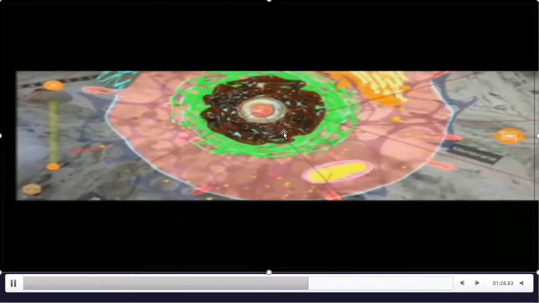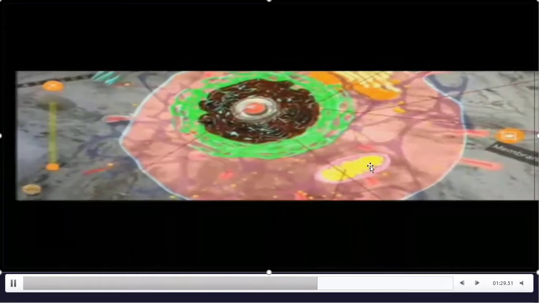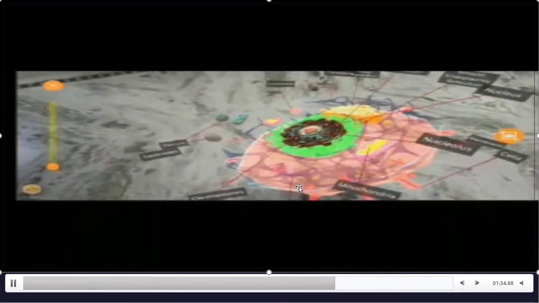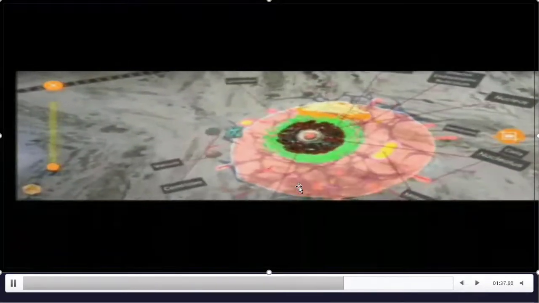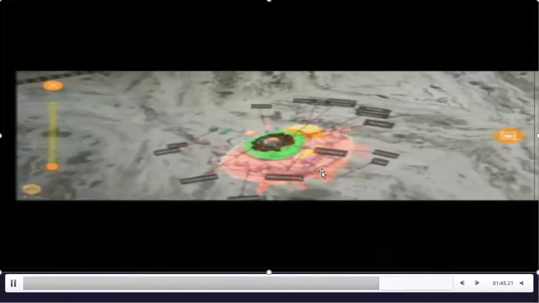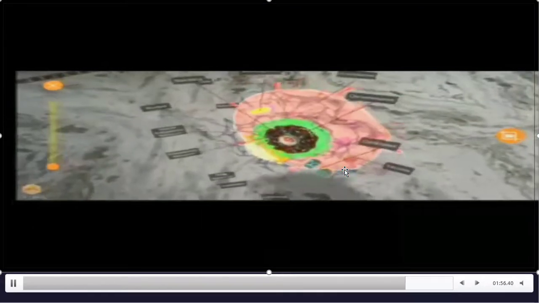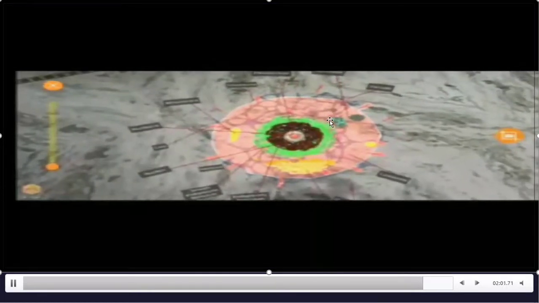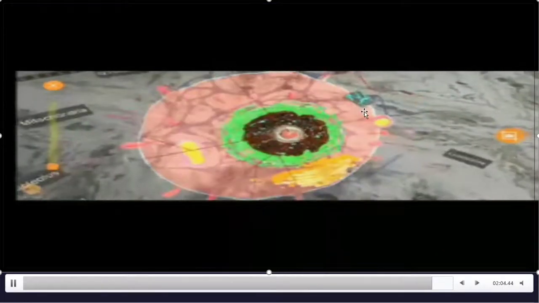Yeah, you can observe it now clearly. Nucleus. This yellow color one is mitochondria. Also the centrioles and lysosomes are present inside it. This is the cell membrane. A jelly-like fluid is called cytoplasm. Okay. Yeah, this one is a centriole.